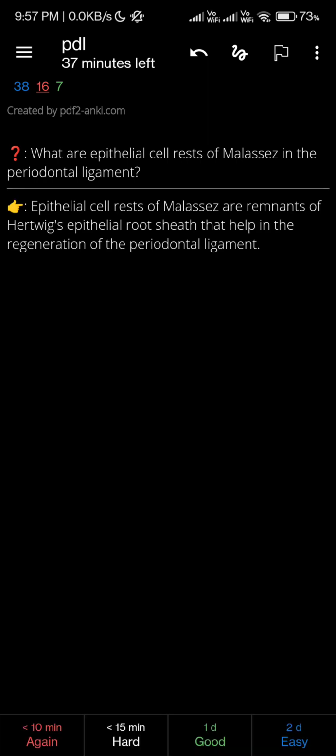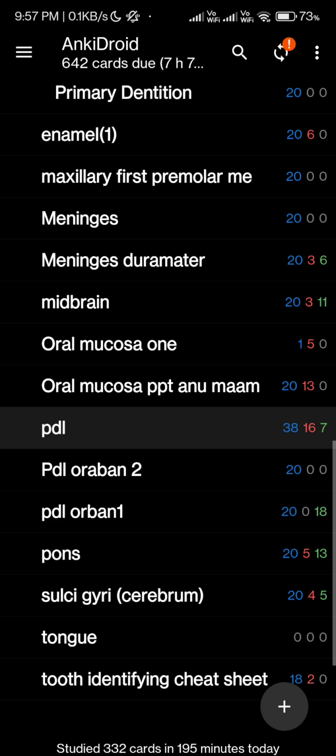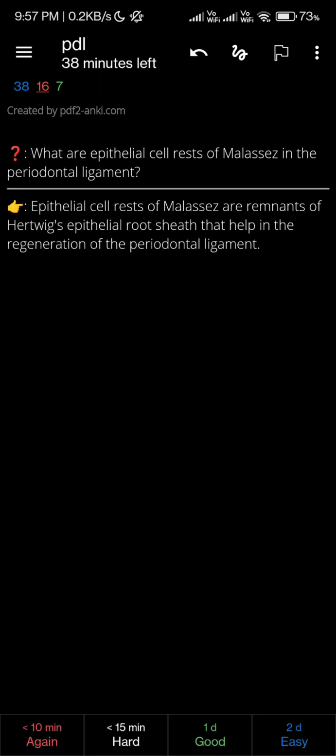What are epithelial cell rests of Malassez? They form cementum, Hertwig's epithelial root sheath, all types of cells. That is basically the regeneration of the periodontal ligament. So the epithelial cell rests of the periodontal ligament help in the regeneration of the periodontal ligament, basically.